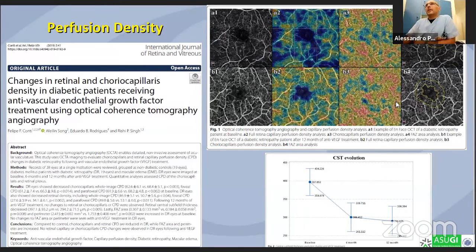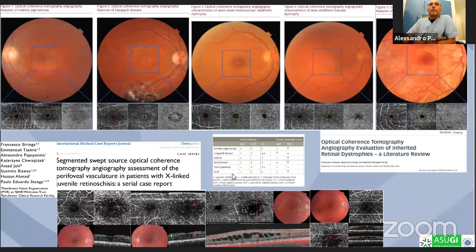So there is no alteration after anti-VEGF of the blood flow and of the blood perfusion density on angio-OCT after treatment in macular edema or in peripheral diabetic retinopathy. There is no decrease or increase of the density or of the foveal vascular zone.